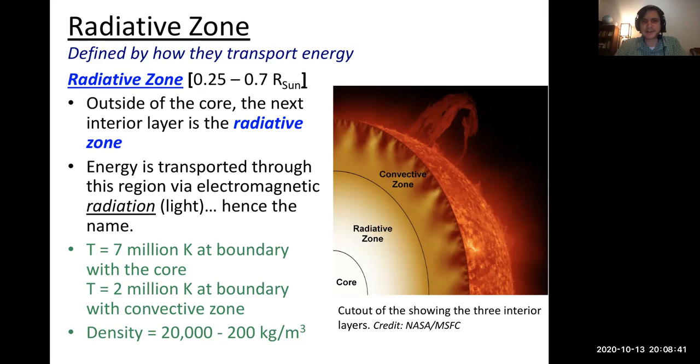So in the radiative zone, we're going to be transferring the energy towards the surface by radiation, giving it the name the radiative zone. Man, we are so creative here. So, how can you remember what the radiative zone is? It's the one that's above the core, and energy is transported by radiation, light.